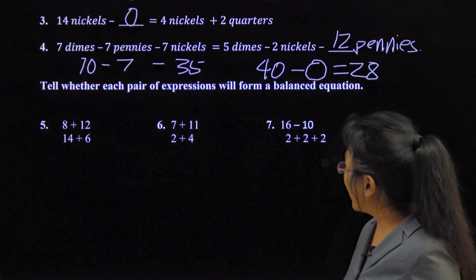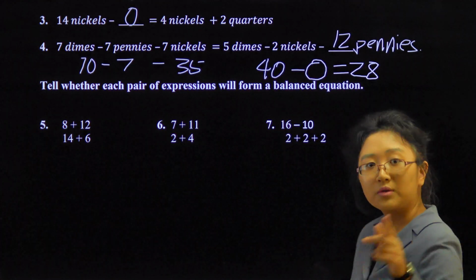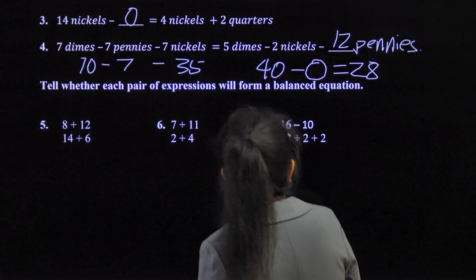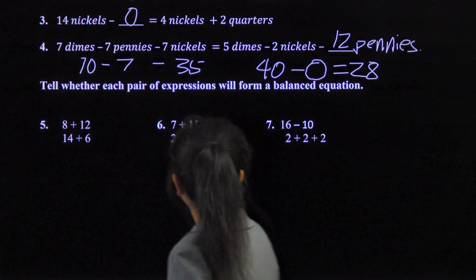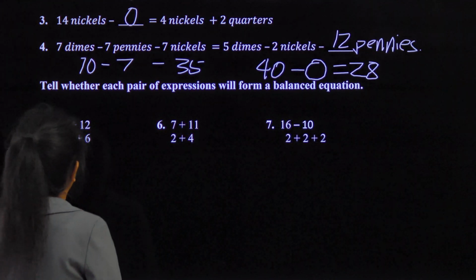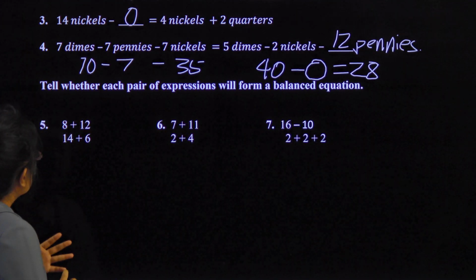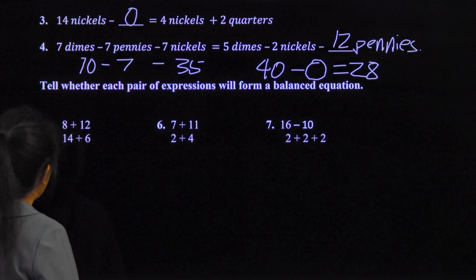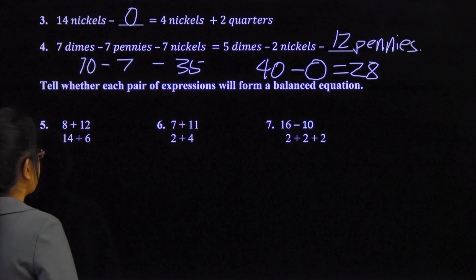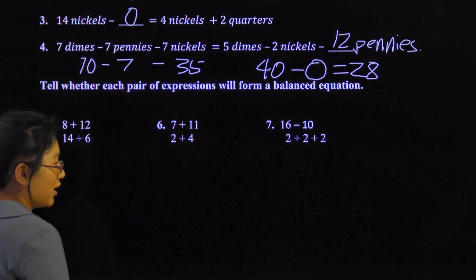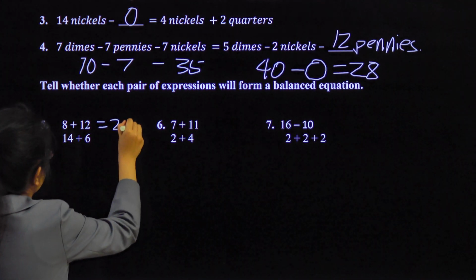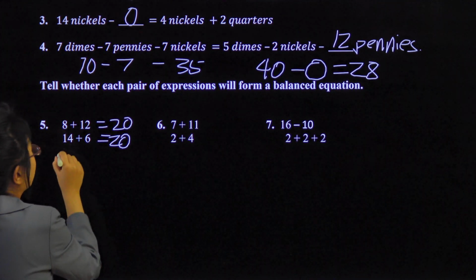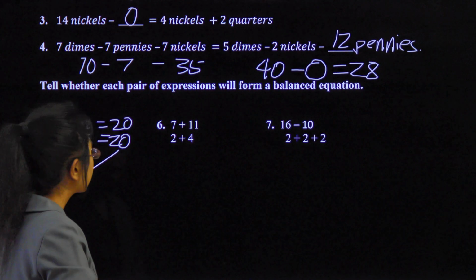For the last exercise of this chapter, don't slack off yet, guys. Tell whether each pair of expressions will form a balanced equation. We have 8 plus 12 and 14 plus 6. 8 plus 12 equals 20. 14 plus 6 also equals 20. Therefore, they will form a balanced equation.